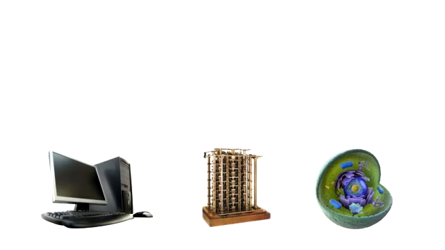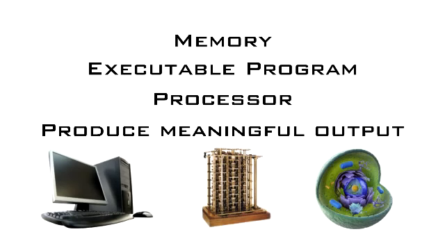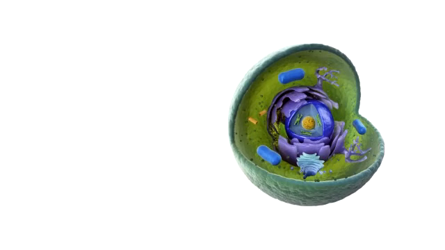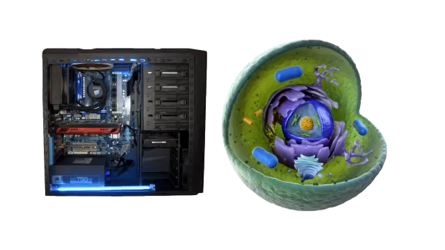The necessary and sufficient components of any functional computer are memory for data storage, an executable program containing instructions for processing data, the processor, which executes the instructions, and the capability to produce meaningful output. Many components of cells are components of real biological computers, equivalent to the components of electronic computers.